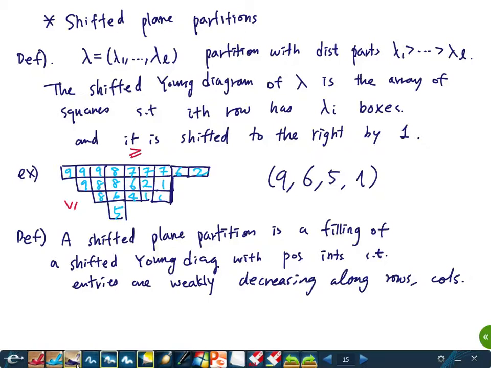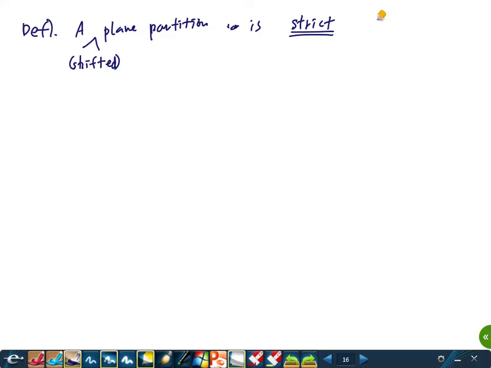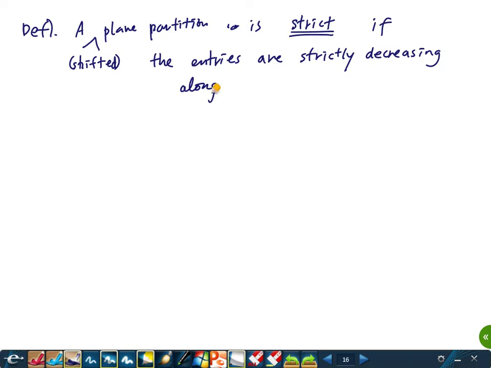So we defined a shifted plane partition. We have one more definition. A plane partition, shifted or not, is called strict if the entries are strictly decreasing only along columns. It can be weakly decreasing along rows.